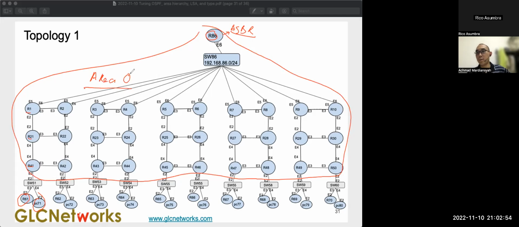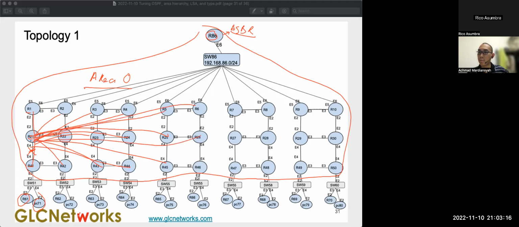So that means if this link is down, this router will send to any other routers. So as you can see, there will be lots of LSA here. So lots of processing. Why do the LSA get sent to all routers here? Because all routers are in the same area.